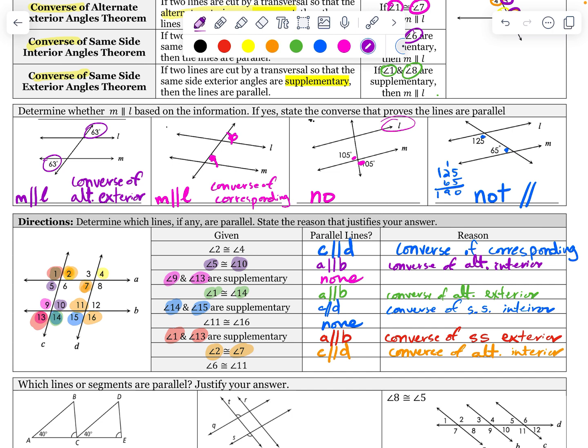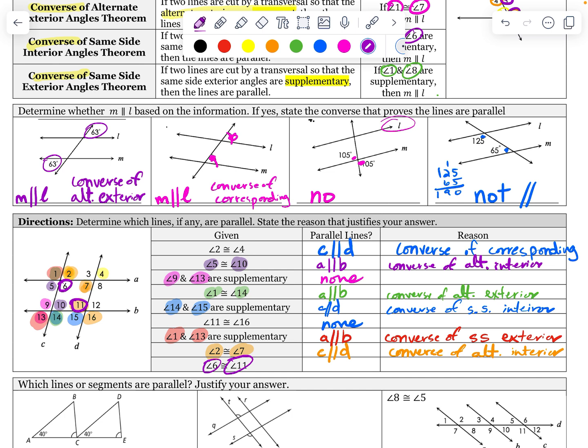And then where are we at? 6 and 11. 6 and 11 have no relationship. If those two are equal, yeah, I don't think those catty-corner things help me at all, really.